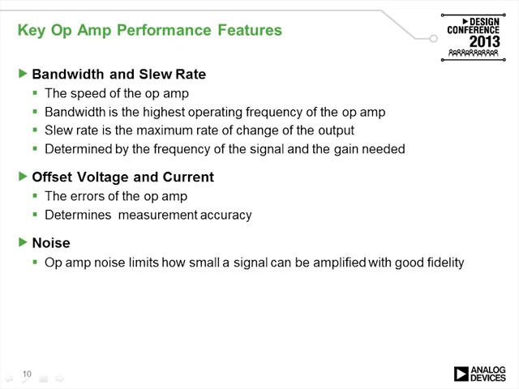Key op-amp performance features include bandwidth and slew rate, which tell us how fast the amplifier is, offset voltage and current, which tells us some of the errors of the amplifier, and ultimately determines measurement accuracy, as well as noise, which limits how small of a signal can be amplified with good fidelity.